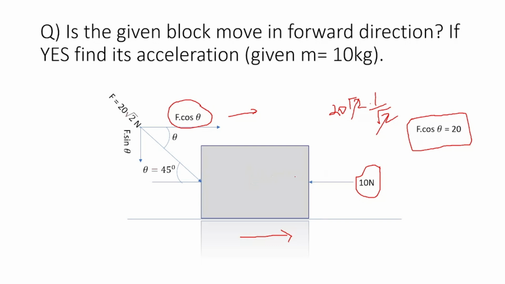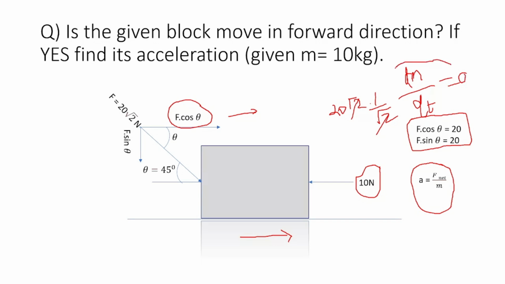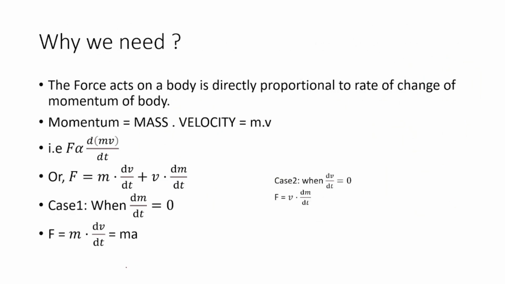So let's calculate this. Here acceleration a is equal to F net by mass. That means F net is equal to ma, plus the dm by dt term. Here dm by dt is 0, given. There is no reduction of mass here, so this term vanishes. Second case is applied here. It is second or first, let's see. Here the first case is applied.